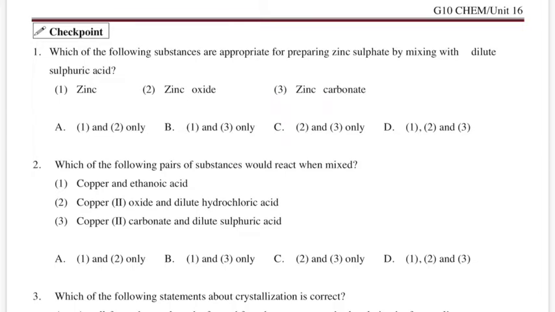So question 1. Which of the following substances are appropriate for preparing zinc sulfate by mixing with dilute sulfuric acid? Okay, so our target salt here is zinc sulfate. So we need to have an acid that contains sulfate ion, which is sulfuric acid, and then we should have something that provides a zinc ion. So it can be zinc metal, okay, because zinc is pretty reactive, so it can directly react with acid. So we can put a tick for the first one.